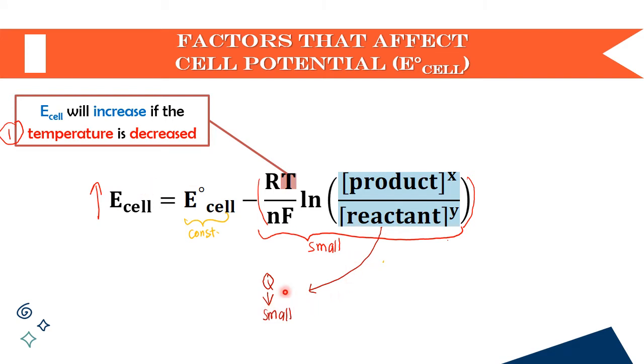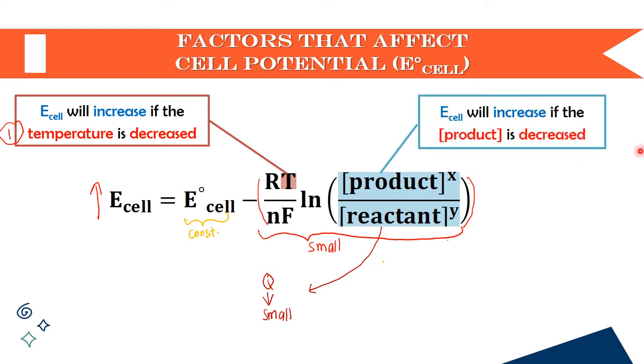To get a small value of Q over here, the E cell will increase if the concentration of the product is decreased, because like I mentioned before, the target is we want the value of Q to be small. So for the value of Q to be small, the concentration of product needs to be small as well. So decreasing the concentration of product will overall increase the E cell.